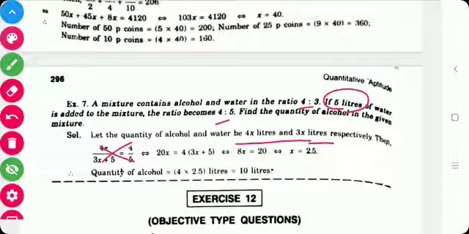By cross multiplication we solve this. So it is 20x equals 4 into 3x plus 5. So 20x minus 12x is 8x, and 4 times 5 is 20, so x is equal to 2.5. So the quantity of alcohol is 4x, which is 4 into 2.5, that is 10 liters. And water is 3x, which is 3 into 2.5, that is 7.5 liters. Likewise we have to solve problems on ratio and proportion.